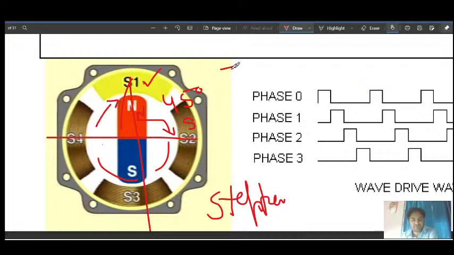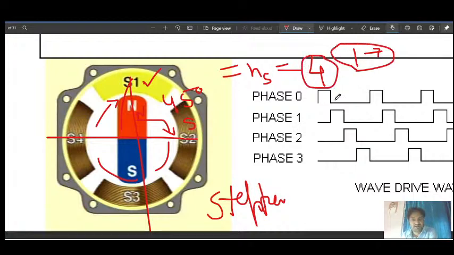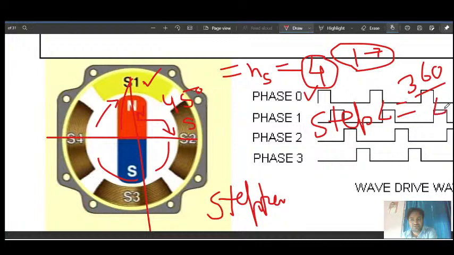So the number of steps here is 4. In one rotation it is moving 4 steps. So if I have to calculate the step angle, total 360 degrees in one rotation, and the number of steps here is 4, so we will get 45 degrees. Okay.